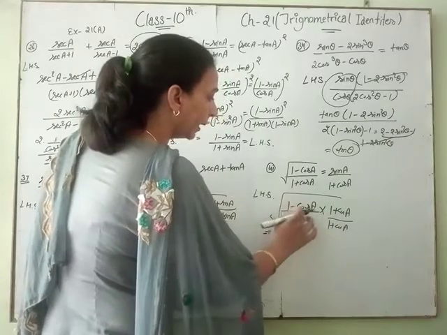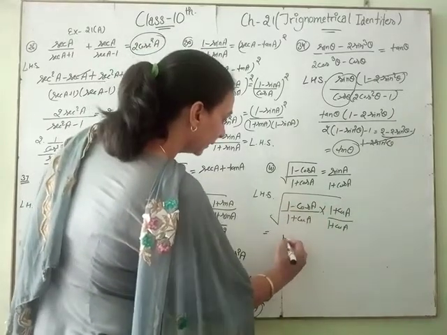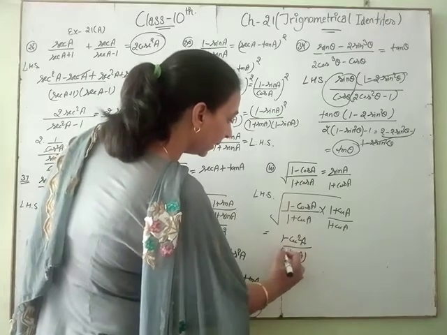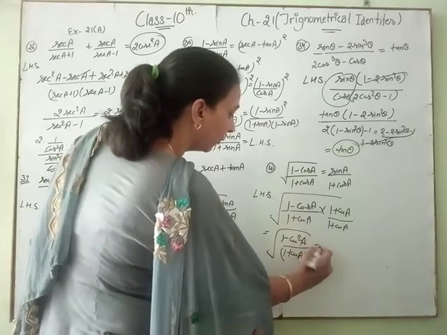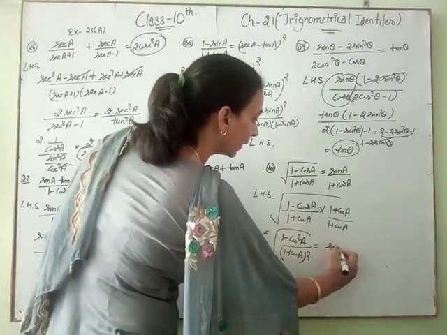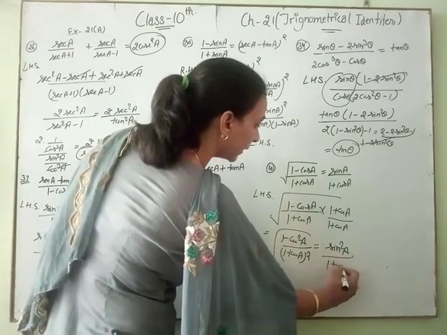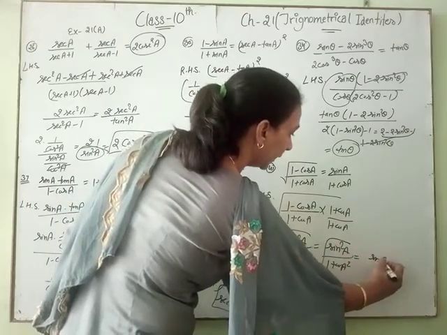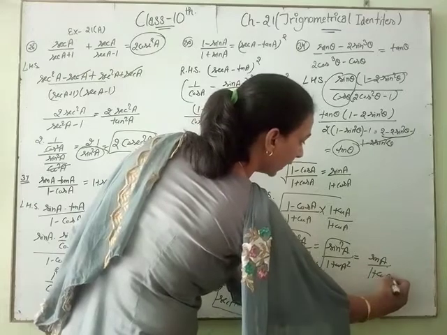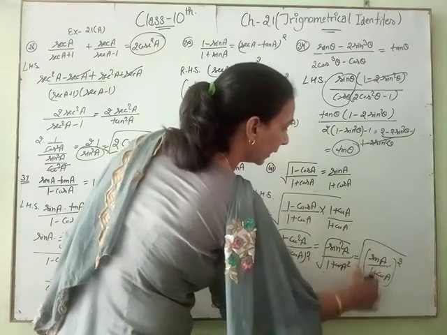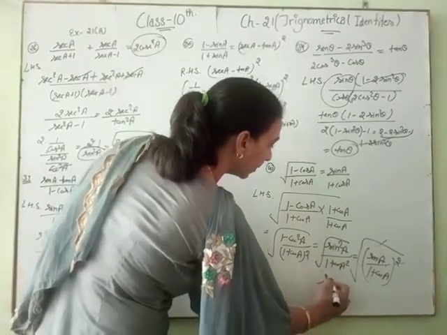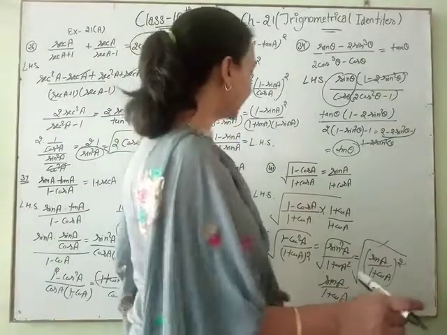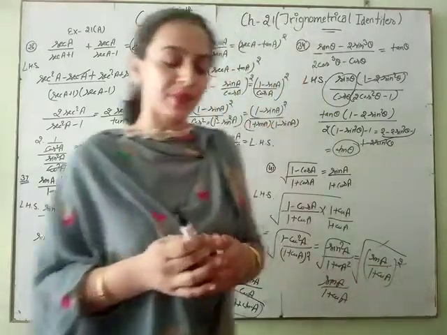This equals A plus B, A minus B. Then 1 minus cos square A, and 1 plus cos A complete square root. 1 minus cos square A equals sin square A by 1 plus cos A square, and we write the complete square root as sin A by 1 plus cos A, square and square root cancel. Then this equals sin A by 1 plus cos A. Okay, next let's move to the next question.